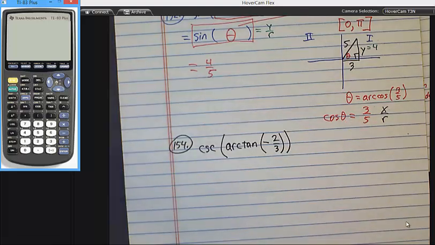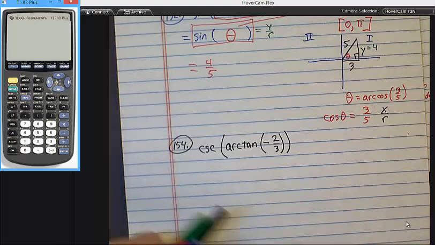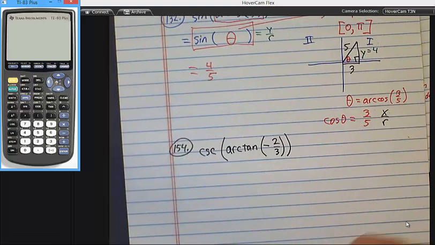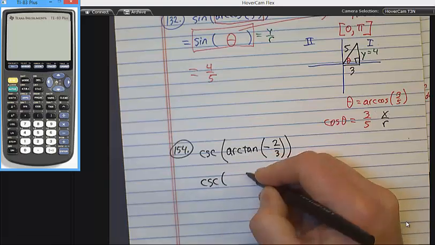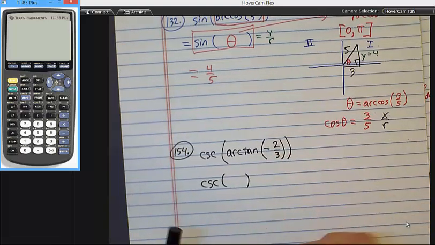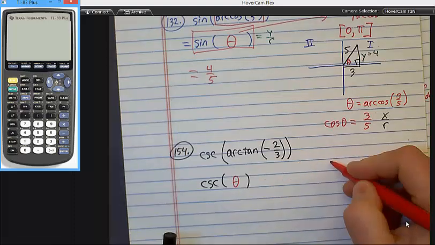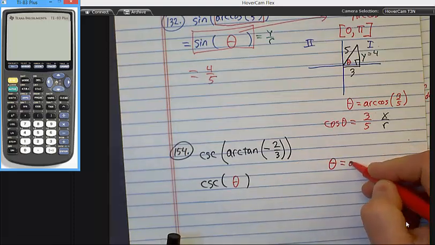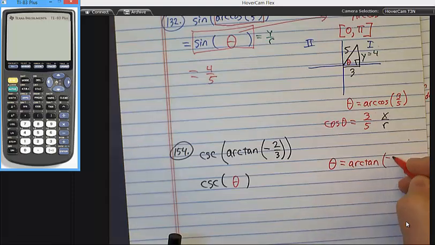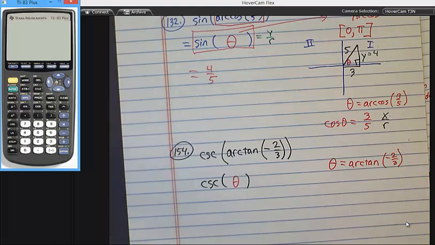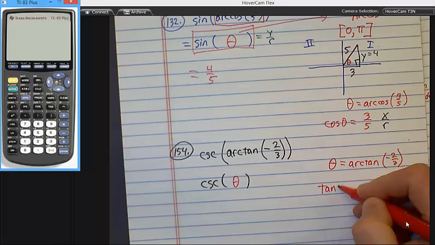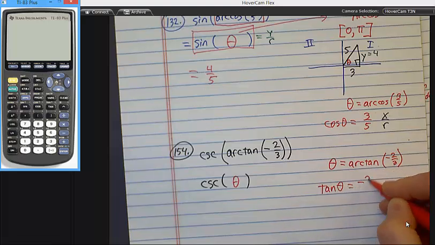Okay. Any guess what the first thing I'm going to write down is? We're going to write cosecant theta because we're trying to remind ourselves, hey guys, theta is an angle. In fact, theta is the arctan of negative 2/3. And as soon as I write down theta is the arctangent, what's the next couple things I'm going to write down? Tangent of theta equals negative 2/3.